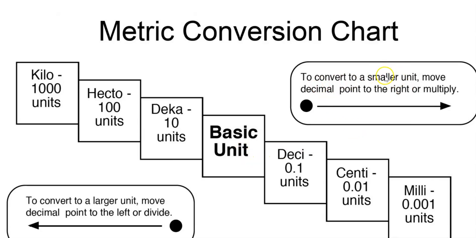So if you're converting to a smaller unit, you're going to likely move the decimal place to the right or multiply. If you're converting to a larger unit, then you're going to go in the other direction. But again, the biggest question to ask yourself is, does this make sense?